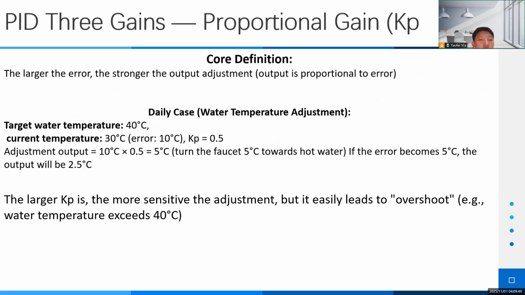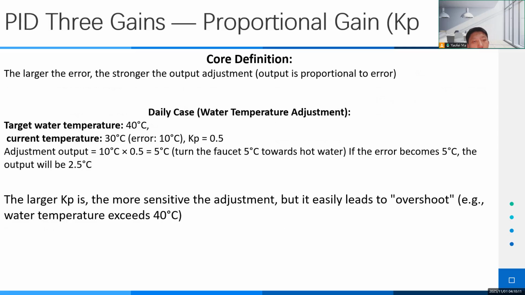Now let's talk about the first gain, KP. The proportional gain. Its rule is the bigger the error, the stronger the output adjustment. The output is directly linked to the error.